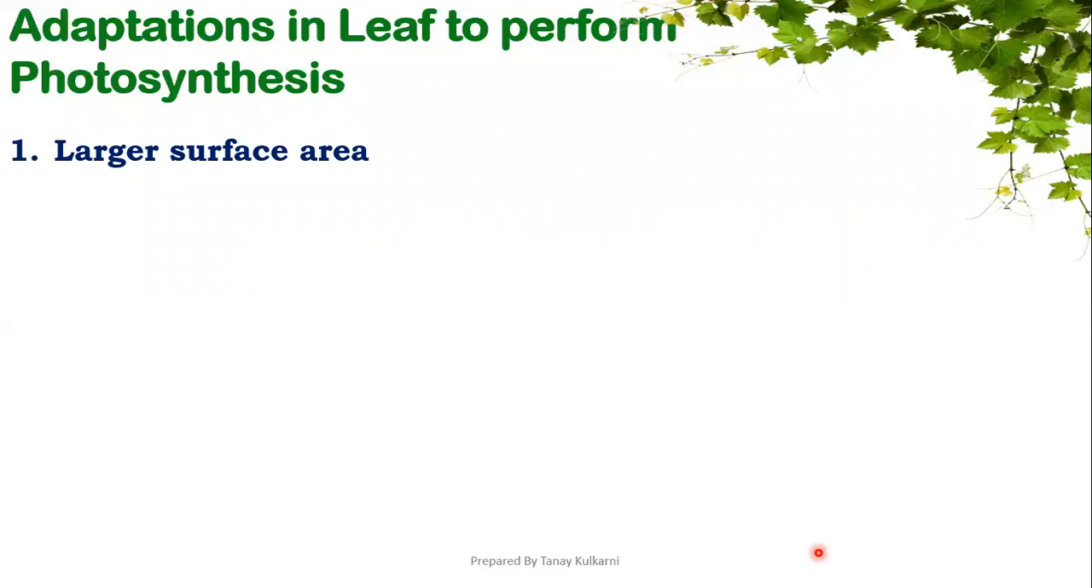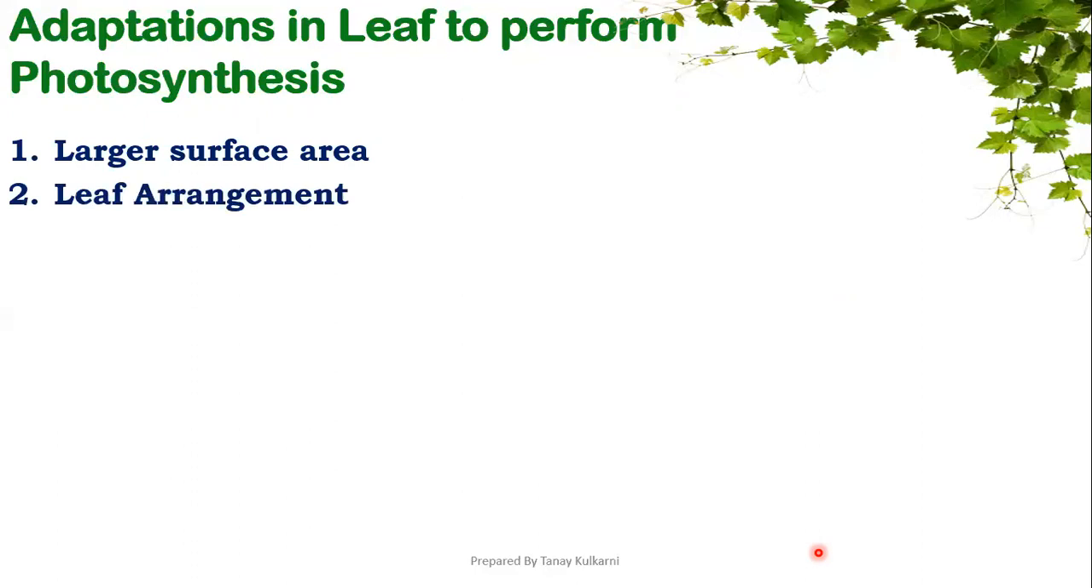Now, there are certain adaptations that take place in the leaf to perform photosynthesis. Number one is larger surface area. For maximum light absorption, it is required. Narrowing of the leaves in certain plants like tulsi or basil will minimize transpiration in order to conserve water. For example, oleander or pine, or as I told you, basil. But if you see in the case of banana, the surface area is more and hence the photosynthesis will be maximum.